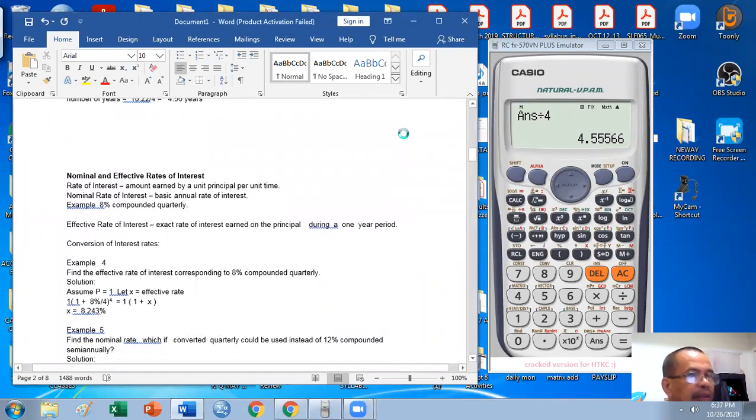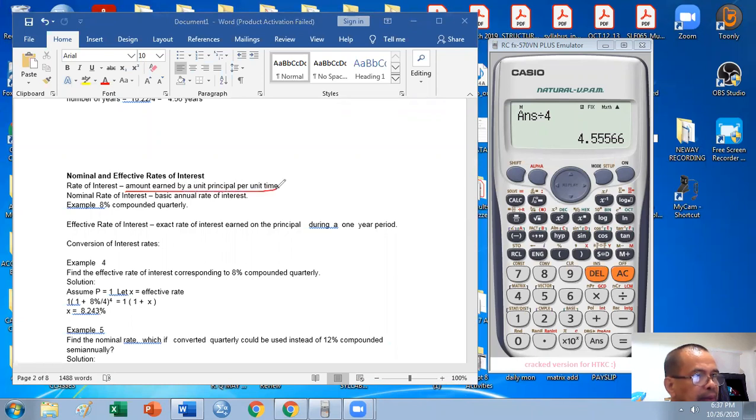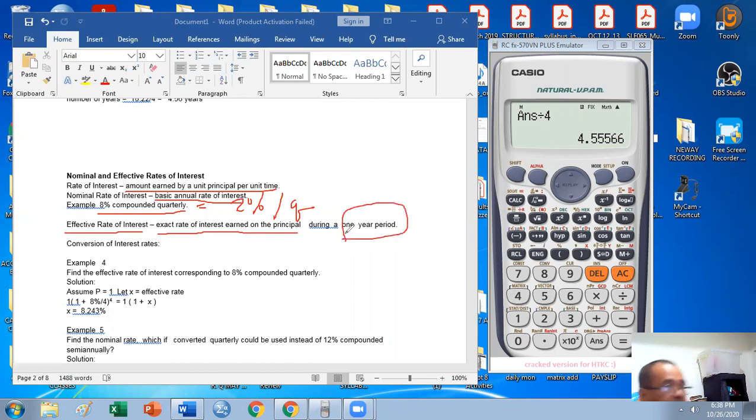Okay, ano yung ibig sabihin ng nominal and effective interest? Pag sinabing rate of interest, amount earned by a unit principal per unit time. Nominal rate of interest is the basic annual rate of interest. So, ito yung nominal, yung 8% compounded quarterly. Yan yung nominal interest. Of course, that is the same as 2% per quarter. When you say effective rate of interest, that is the exact rate of interest earned on the principal during a 1 year period. So, pag sinabing effective, 1 year.